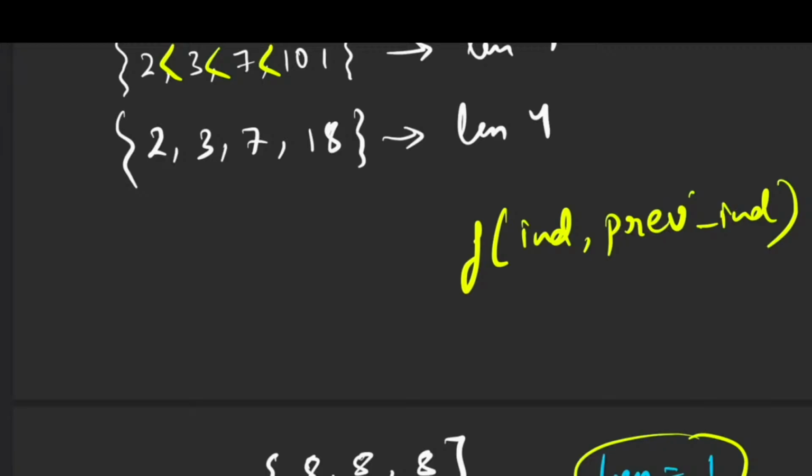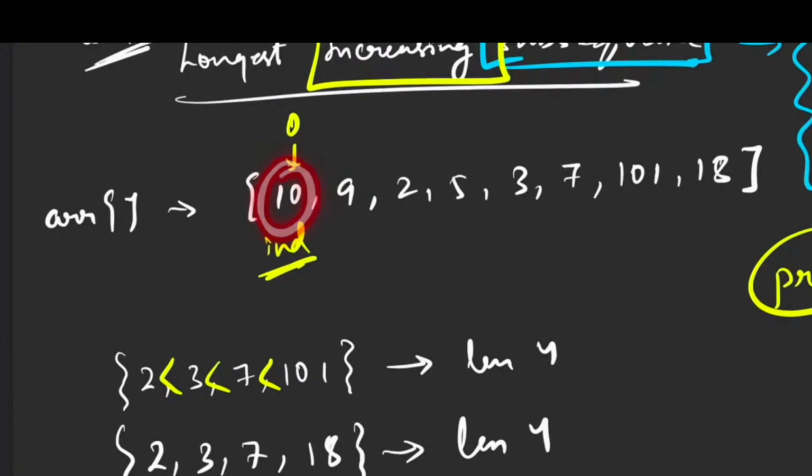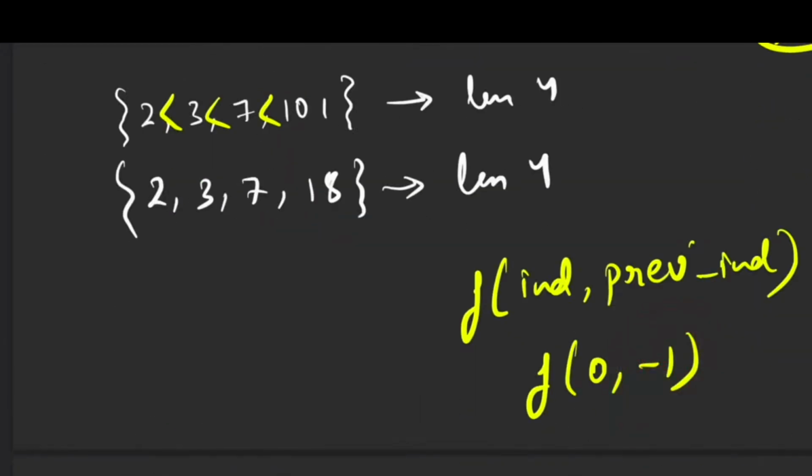So initially when you're starting off, you can say f of 0, -1. Basically saying 0, this is the first guy, and since he's the first guy, there is no previous index as such, so I can mark it as -1. So this means, give me the length of LIS starting from 0 with no previous element.